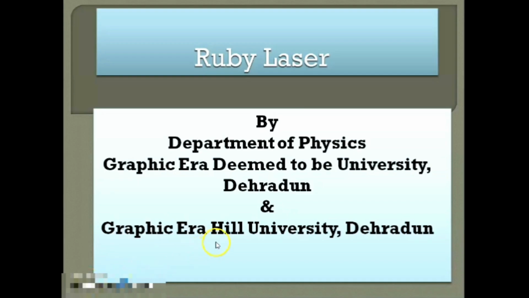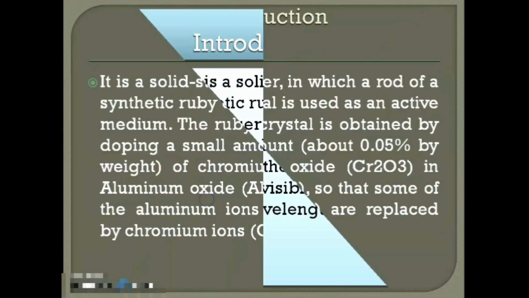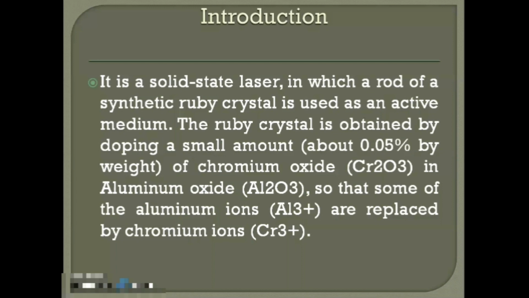Dear students, in this video, we will learn about the Ruby laser. Ruby laser is basically a solid laser, and we will use Ruby material as the main material in Ruby laser. Ruby rod is basically a combination of aluminum oxide and chromium oxide, and to make this Ruby rod, chromium oxide is doped in the aluminum oxide.